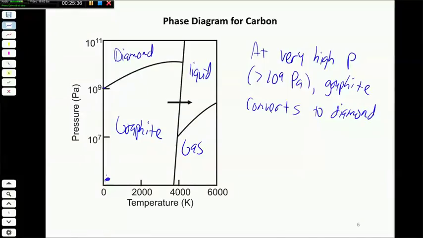So that's a phase diagram for carbon, which again just shows that it is possible to have two different solid phases, and typically you convert between those by changing the temperature or the pressure. In this case, you have to go to really high pressures to go from graphite to diamond.